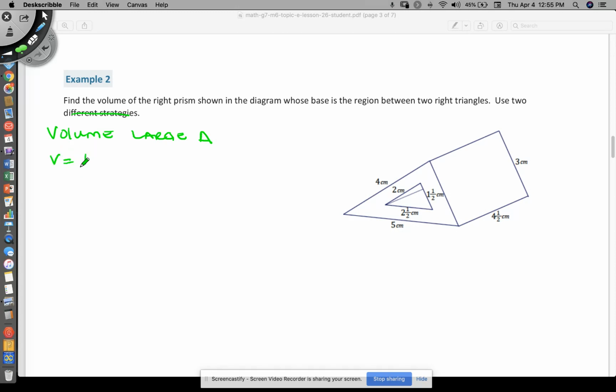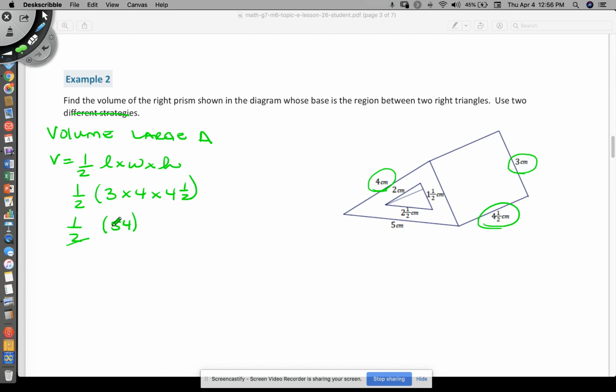And by doing that, I'm going to say half length times width times height. So that's going to give me half. I have 3 times 4 times 4.5. So 3 times 4 times 4.5. And that's going to give me half times 54. And then 2 goes into 54, leaving me with a volume of 27 centimeters cubed is my larger one. Now, if I find the volume of this smaller one, then what I can do at the end is just combine them. So now let's find the volume of the small triangle.